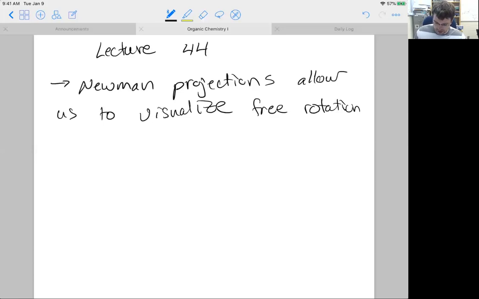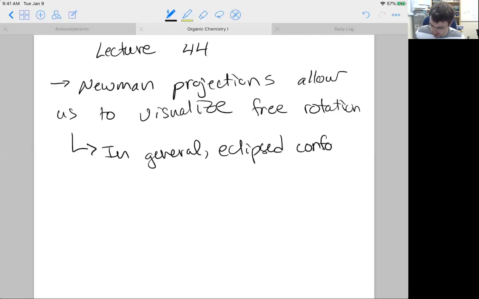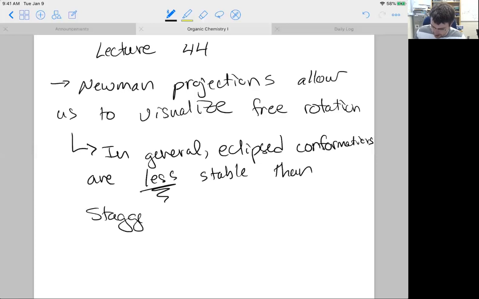So in particular, Newman projections allow us to visualize what things are more and less stable. So in general, eclipse conformations are less stable than staggered conformations, which are in turn more stable. Okay, and that sort of makes sense, right?